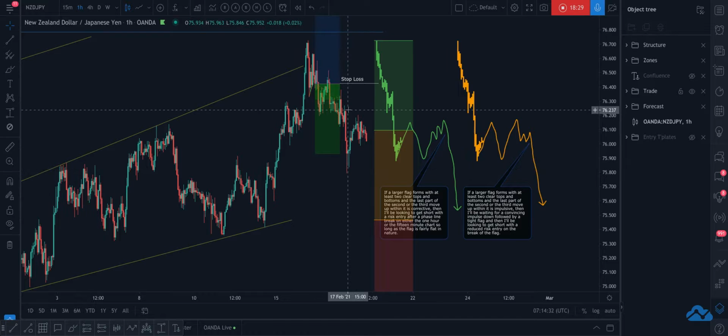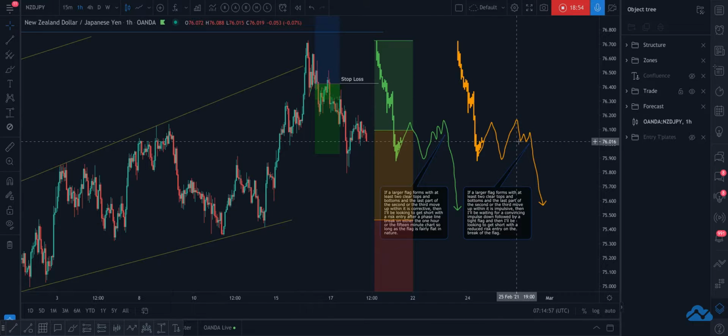This could be a bull flag to push higher, but what we are looking for today is the same as with Euro Yen. If we get a flag like this with two clear tops and bottoms, a larger flag, then I would look to get short with a risk entry after a phase line break on either the 1 hour or the 15-minute chart. If the last leg up was impulsive, I would wait for a push down and a flag, and I would look to get short on the break of the flag with what we call a reduced risk entry. And we call it reduced risk because the move has been confirmed.